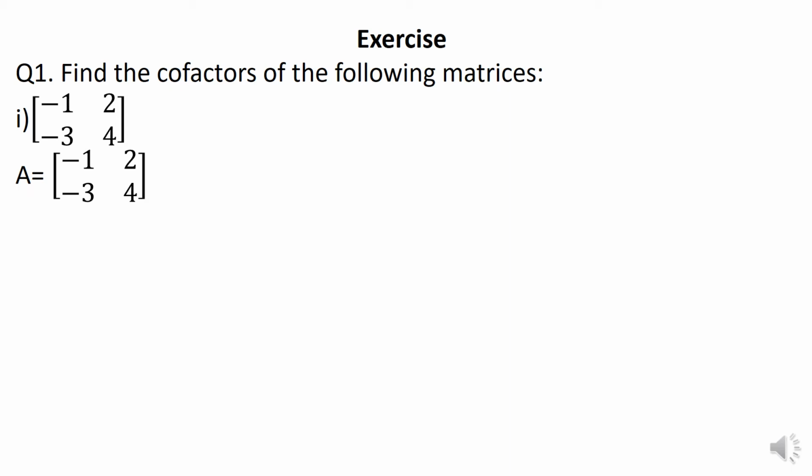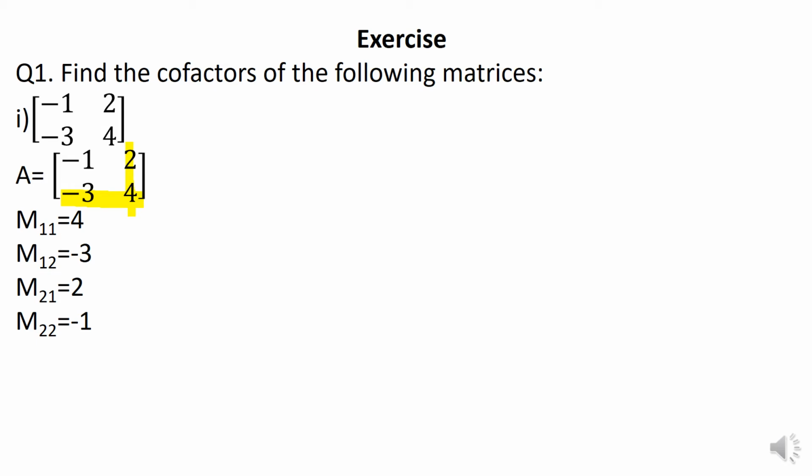To find the minors, first of all we ignore the first row and first column. Whatever is remaining is written as M11. So here M11 is 4. Then we ignore the first row, second column and get M12, which is minus 3. And then we ignore the second row, first column to get M21, which is 2. And then we ignore the second row, second column to get minus 1 as the remaining element. So M22 is minus 1.